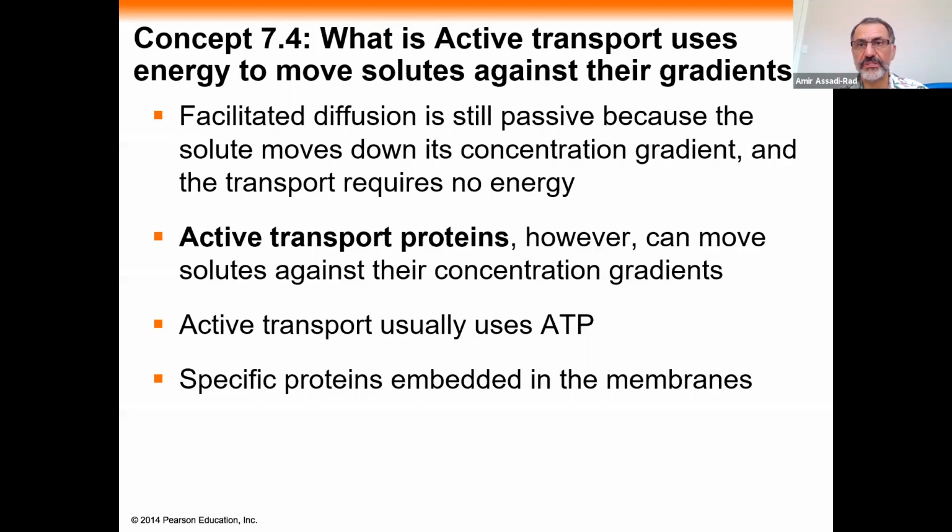So in active transport, energy is needed to move solutes against their gradient. It means there is a high concentration here and a lower concentration here, and what happens is it moves these solutes to that side, against their gradients. Facilitated diffusion is still passive because the solute moves down its concentration gradient and the transport requires no energy. We already settled that. Now, in active transport, solutes move against their concentration gradient, okay? And of course, ATP is needed.